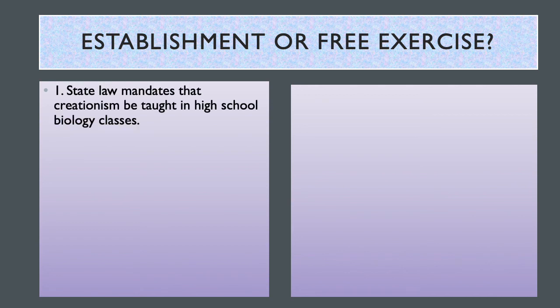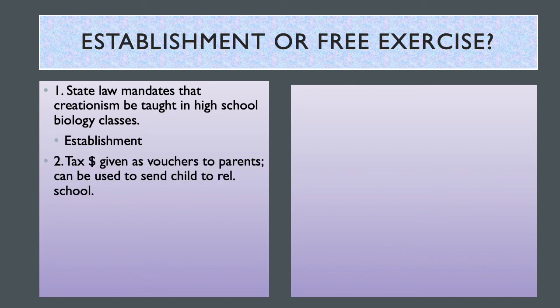All right, so here are the answers. State law mandates that creationism be taught in high school biology class. Who had establishment clause? Ding, ding, ding. That's an establishment clause case because the state is basically giving support to a religious doctrine, the religious doctrine of creationism. Number 2, state money is given as vouchers to parents, and they can use those to send their child to religious school. What kind of case is that? If you had establishment clause, ding, ding, ding, you get that correct. And we're going to be reading both of these cases in topic 5, in the second half of chapter 4.